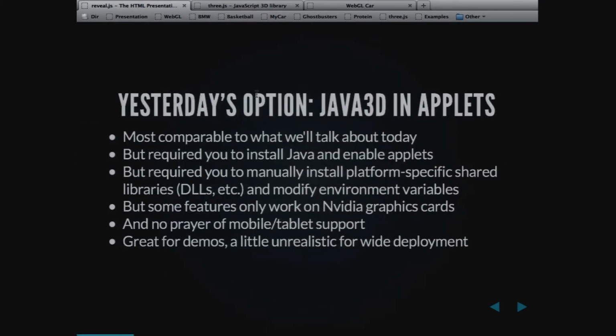What we actually tried using for a while was Java 3D, which you could run in an applet. It did work, and it had similar features and APIs to what we'll talk about today. But if you think installing the Flash plugin is bad, you should try installing Java 3D. You've got to get Java. You've got to get it working in the browser. You need DLLs installed. You need environment variables configured.